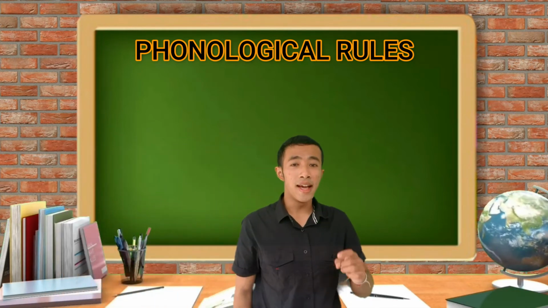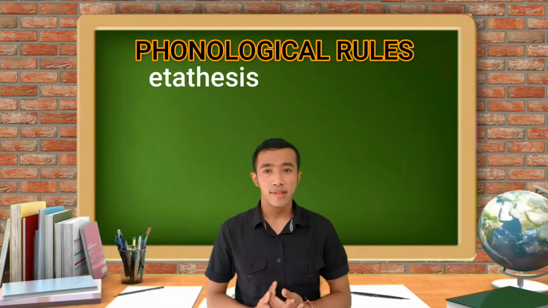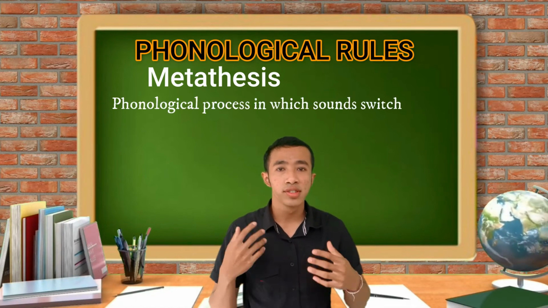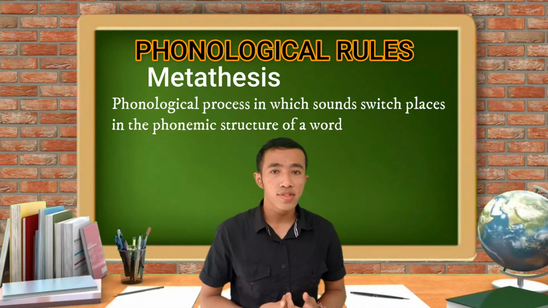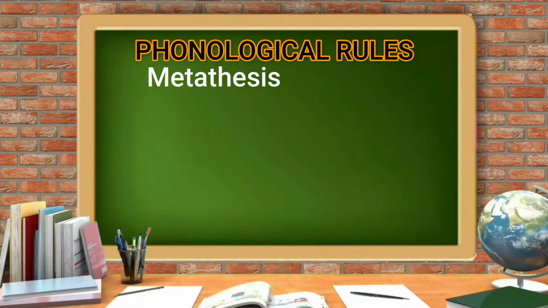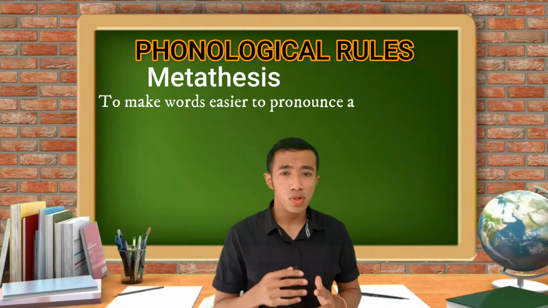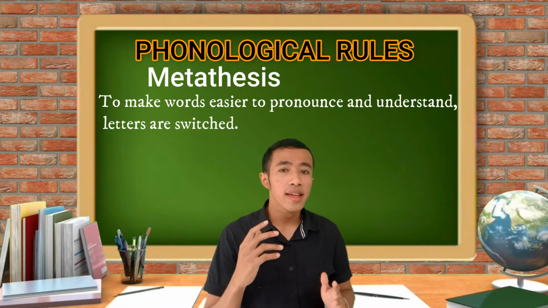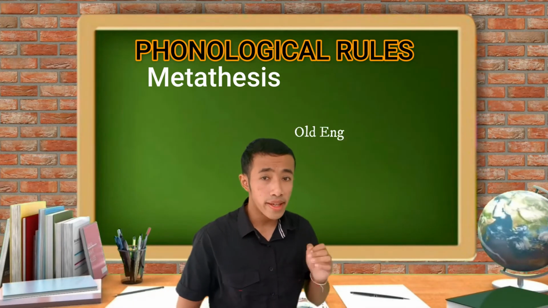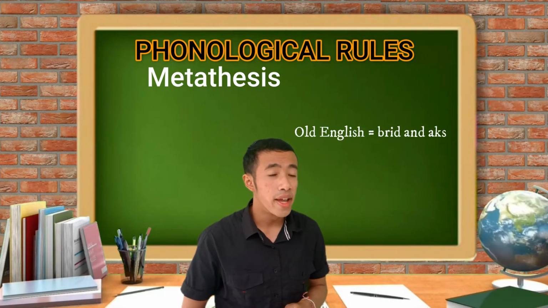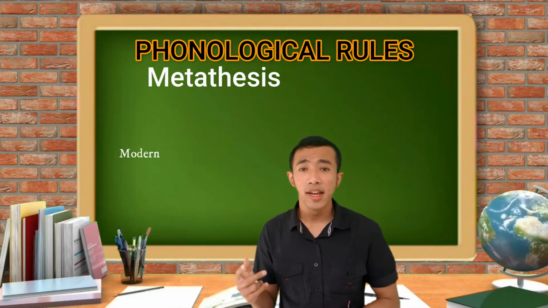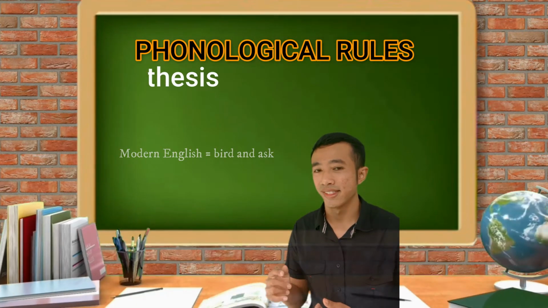Okay, next, the last, it's metathesis. Metathesis is a phonological process in which sounds switch place in the phonetic structure of a word. For example, to make words easier to pronounce and understand, letters are switched. Like for example, Old English brid and axian, becoming in modern English bird and ask.